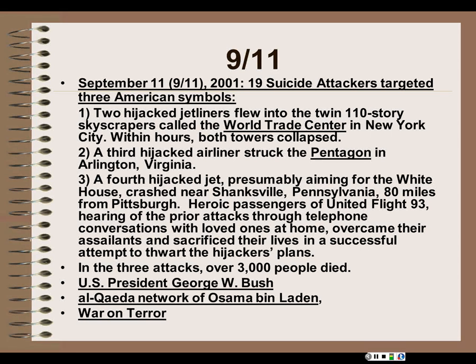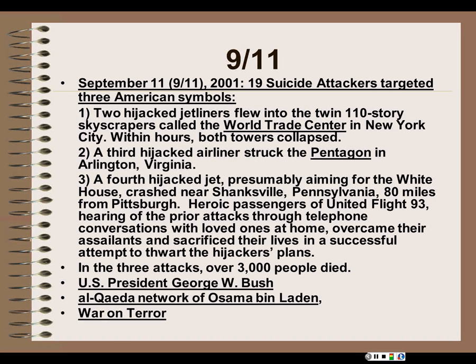Heroic passengers of United Flight 93, hearing of prior attacks through telephone conversations with loved ones at home, overcame their assailants and sacrificed their lives in a successful attempt to thwart the hijackers' plans. In the 3 attacks, over 3,000 people died. So this was the first time that America had been attacked since, we talked about it, December 7th, 1941, Pearl Harbor, starting the U.S.'s entry into World War II.